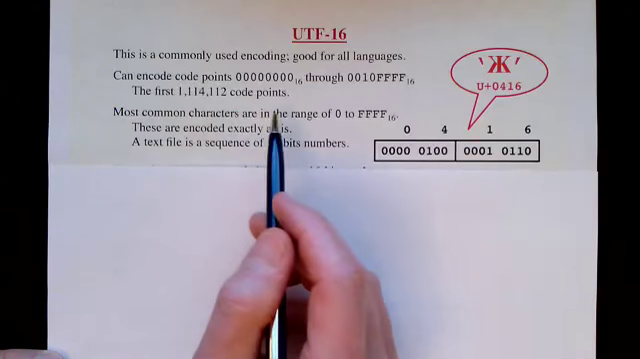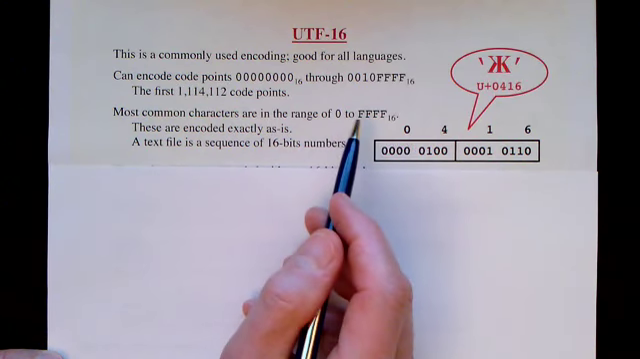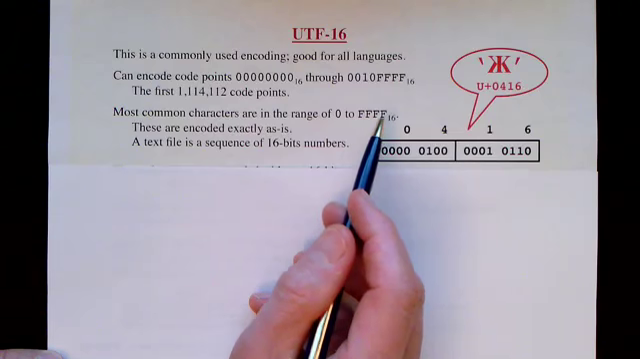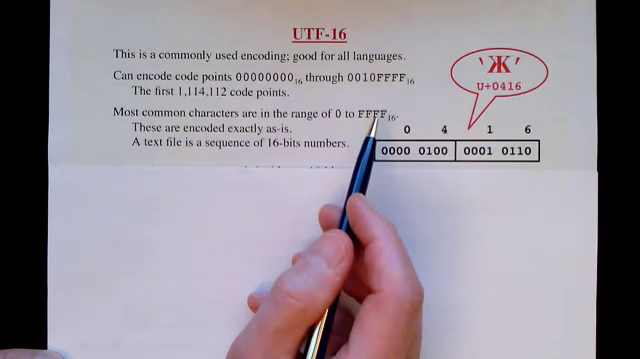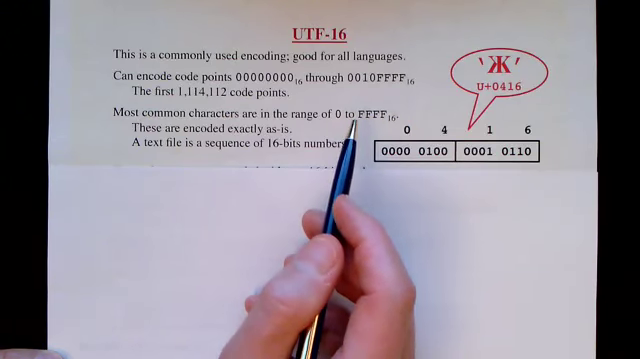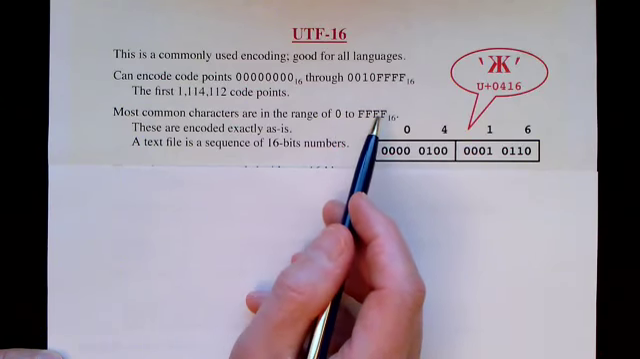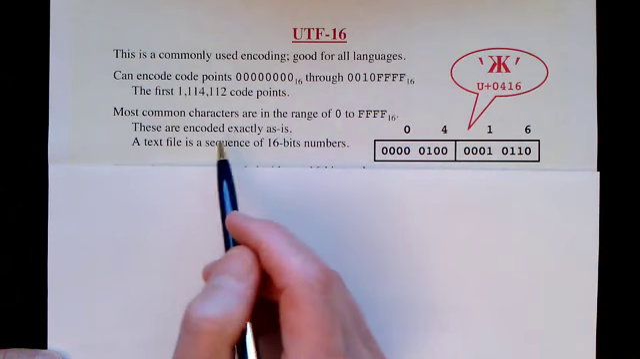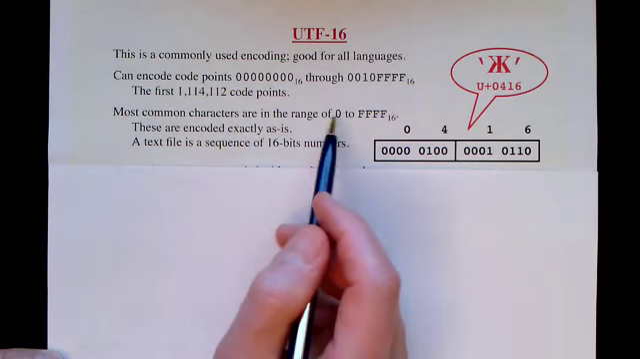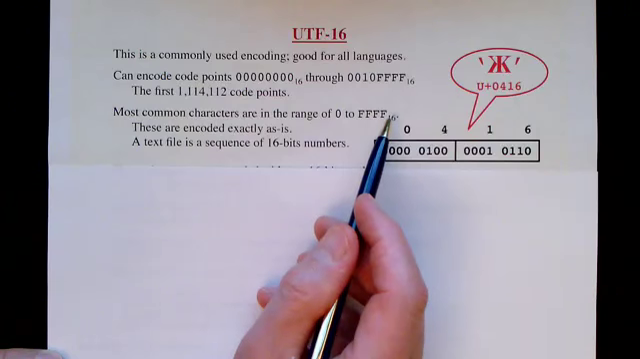The most common characters are in the range of 0 to FFFF. There are 64K of these characters, 64,000, more precisely 65,536 possible bit patterns here. And these are encoded exactly as is. So we only use 2 bytes per character.